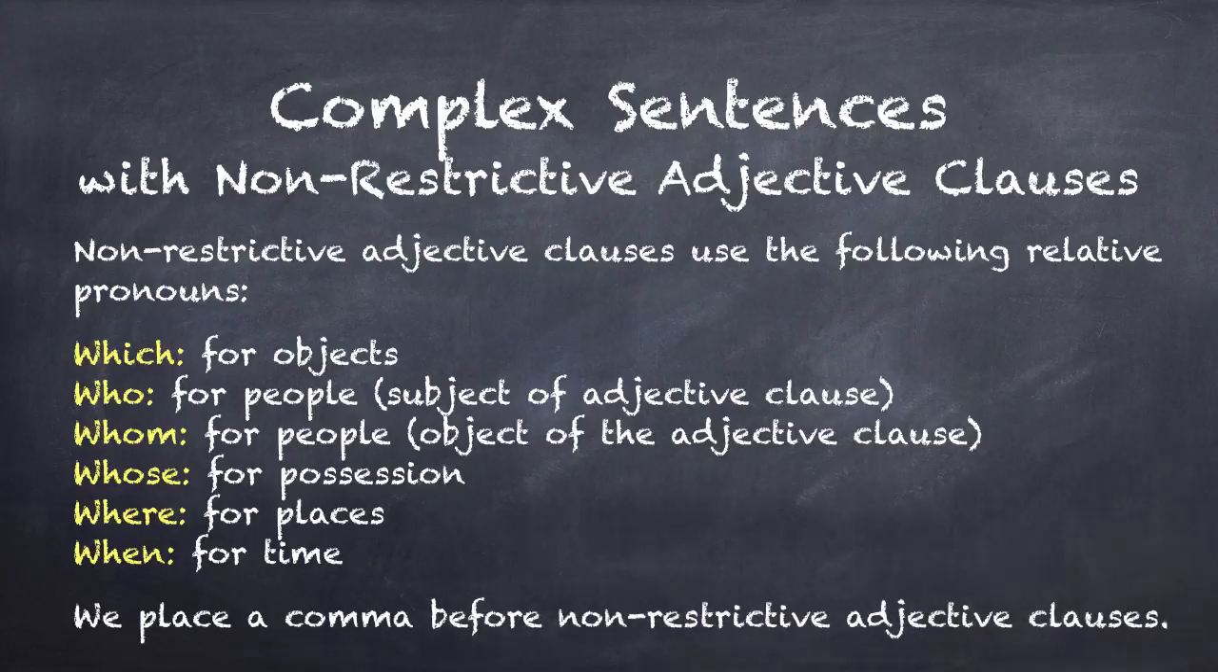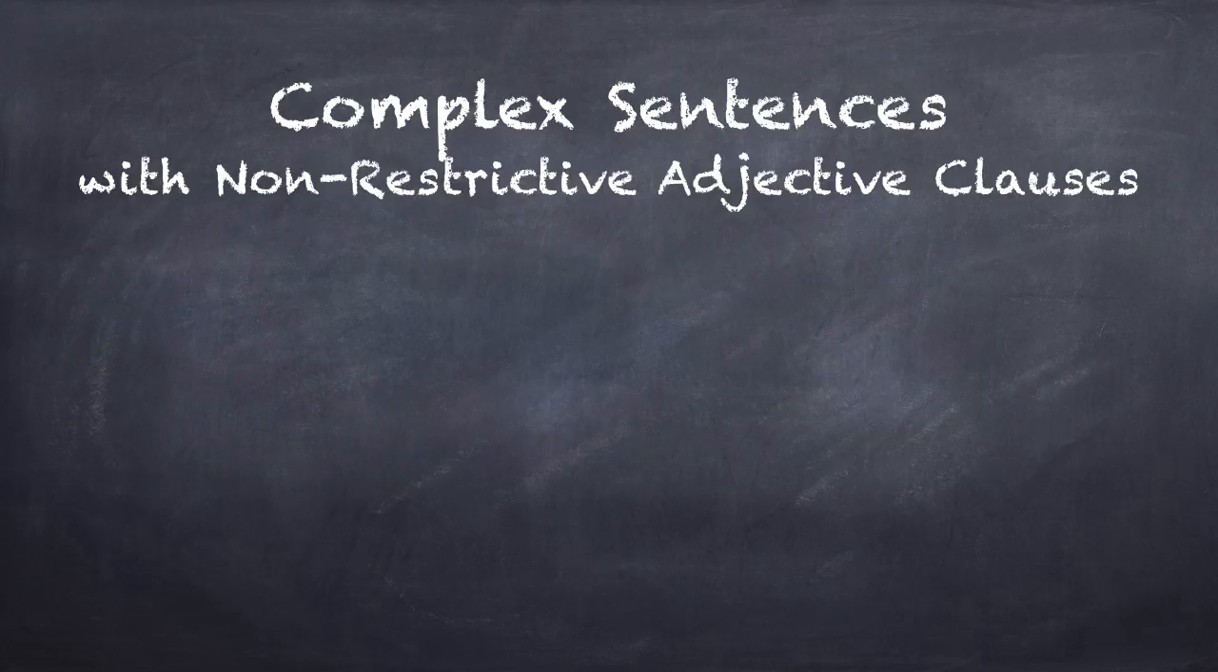Note that we use a comma before non-restrictive adjective clauses. The comma differentiates non-restrictive from restrictive adjective clauses in many situations. Now, let's look at some examples of complex sentences with non-restrictive adjective clauses.